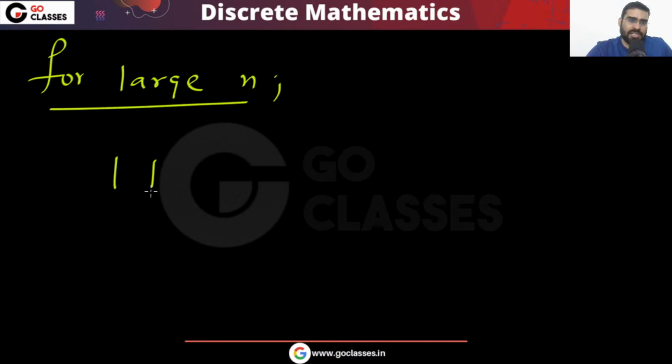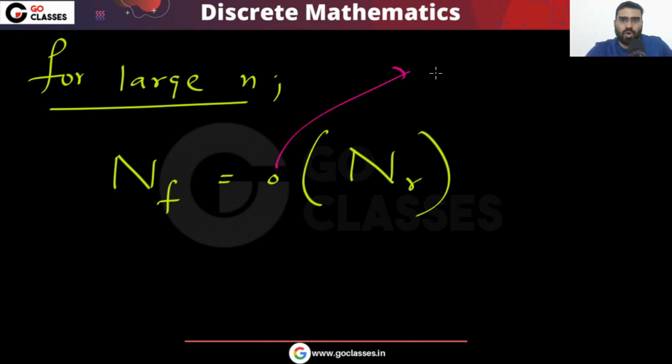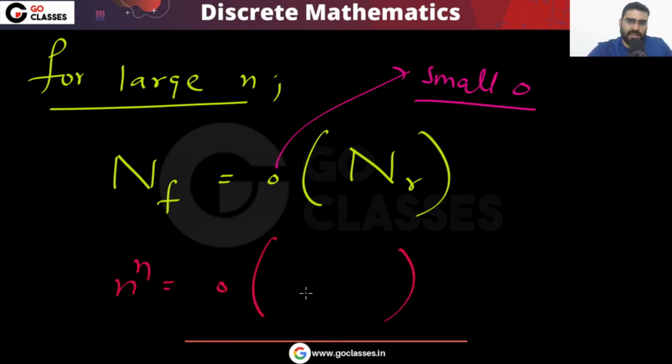So finally I can say that for large n, you can say this function is a small o of the other. Remember, this is small o. So I can say this n power n is very much less than 2 power n square for large values. I hope this is clear. Tell me, this is your method number 2. Did you like it? Please tell me.